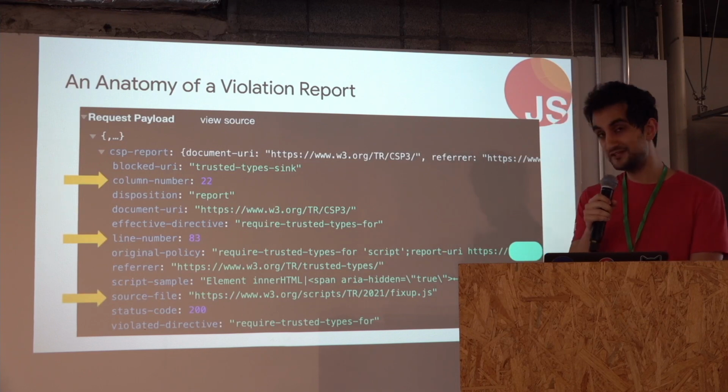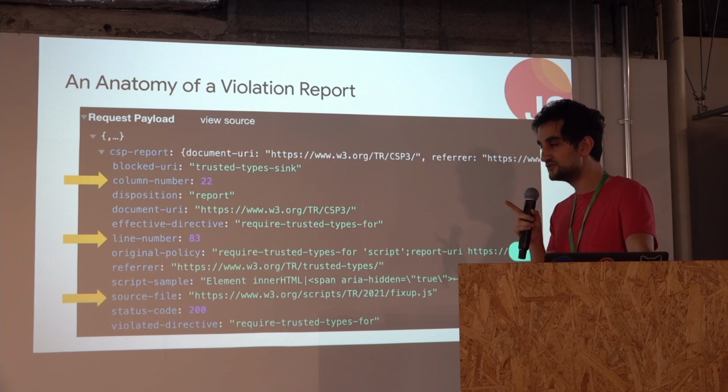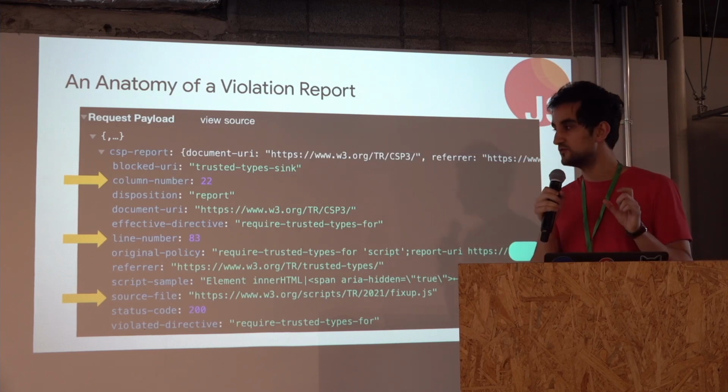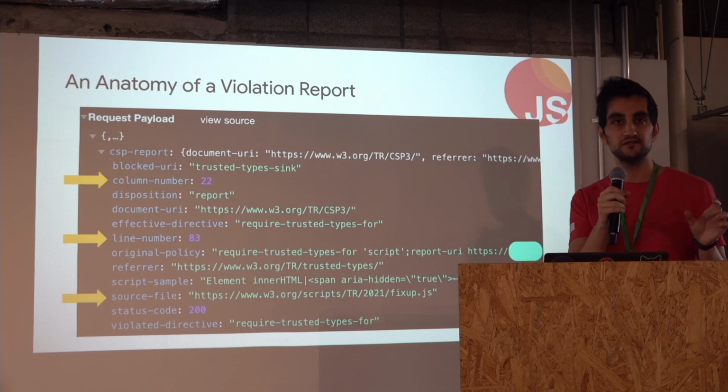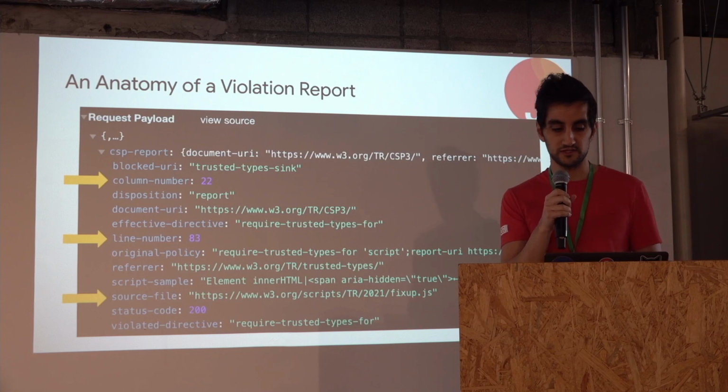Then comes, if you're really lucky, and these are not guaranteed, the line number and the column number with the source file. So if you get all of that, it's pretty much over. You know which file is causing it, where exactly is the line that's causing it, so you can quickly replace or wrap that specific DOM API.